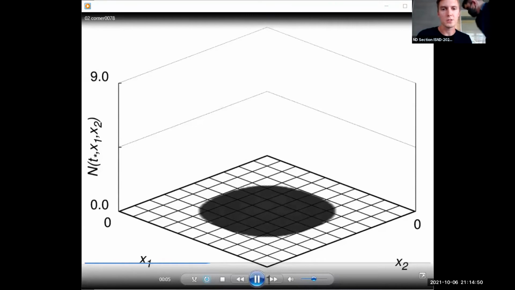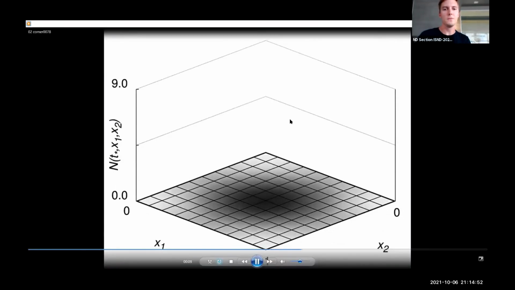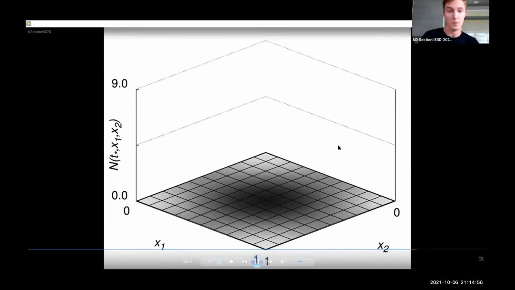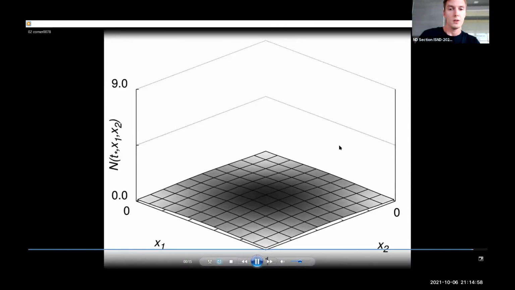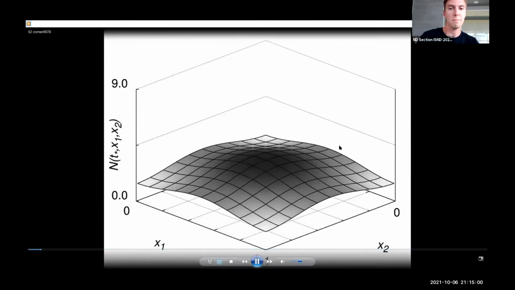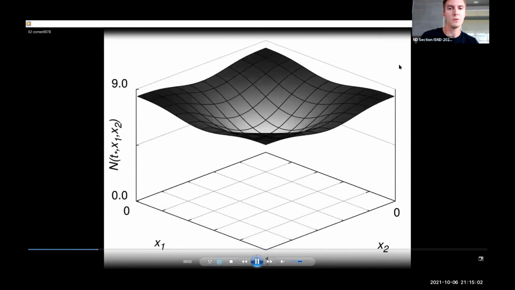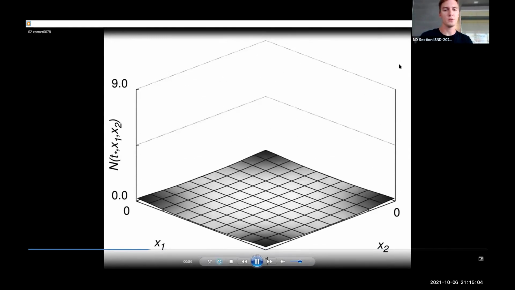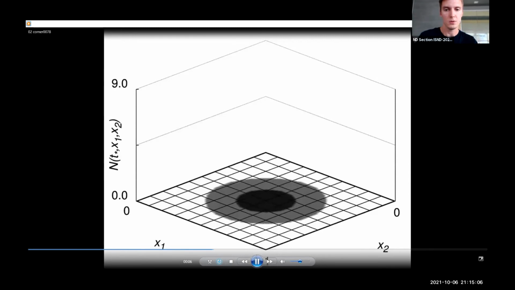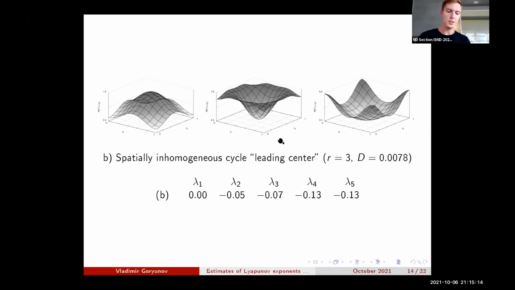Now we can see this mode. Yeah, so the peak is in the center of area omega. So it looks like so. Here the second Lyapunov exponent is qualitatively separated from zero.